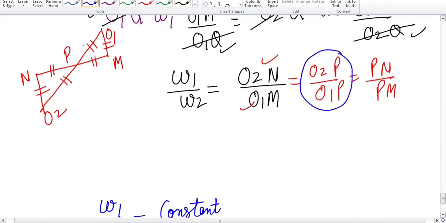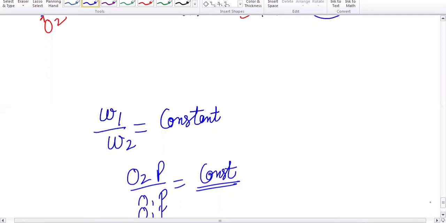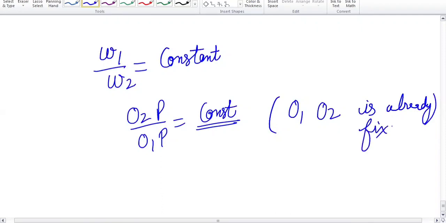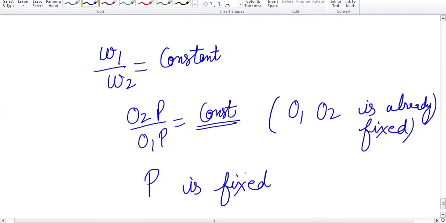So the O2P and O1P length ratio should be equal, and I can say that the O1 and O2 points are already fixed points, because they are the centers of the bodies. Which leads to the conclusion that the point P is also a fixed point. If this point P is not fixed, then we cannot say that the O2P and O1P ratio is constant.